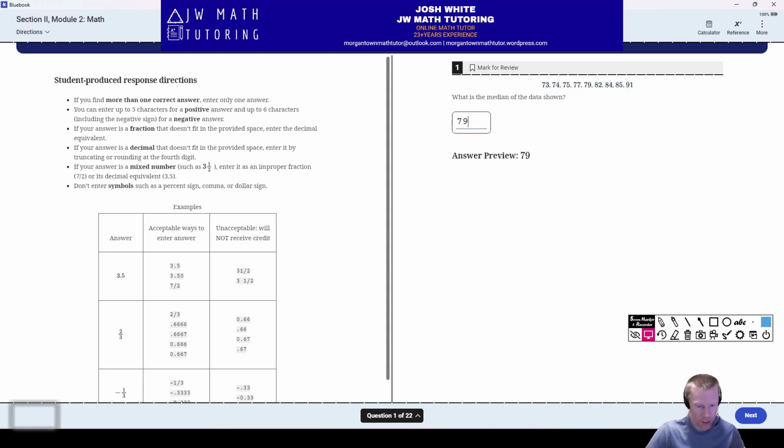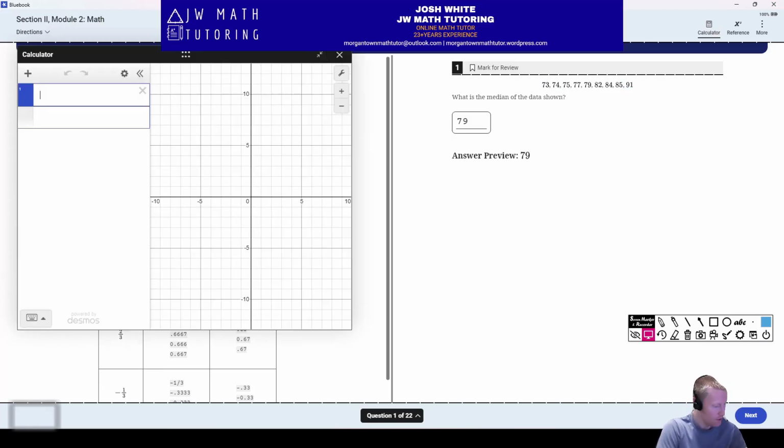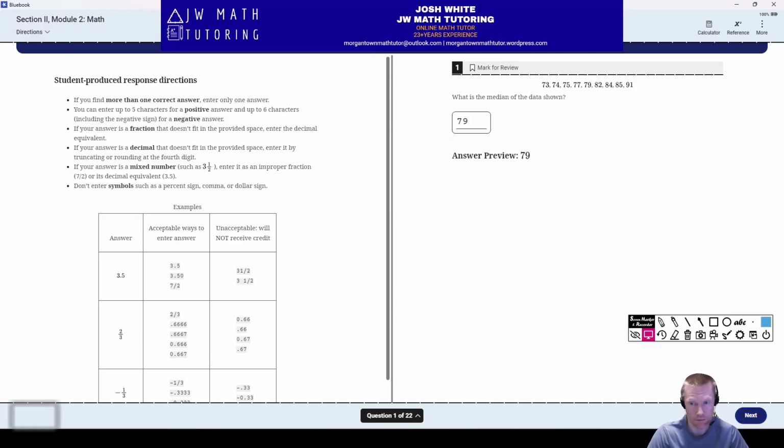Now, you could obviously also go to Desmos and type in the median function and then type in all the values: 79, 82, 84, 85, 91. And there we go. The median is just 79. Desmos will give us the answer as well.